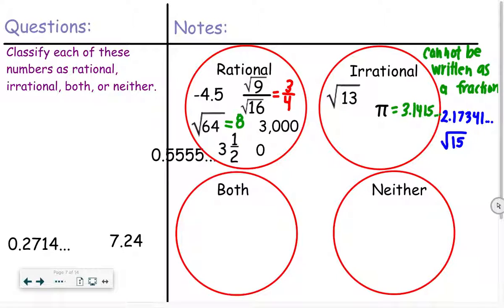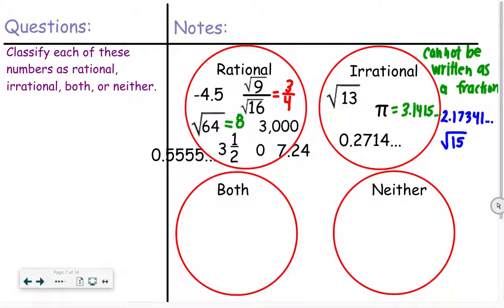I'm running out of space here, so I'm going to put it outside there. 7.24 is a decimal that stops, so it's rational. 2714, none of those numbers repeat, and we have the ... at the end, so irrational.